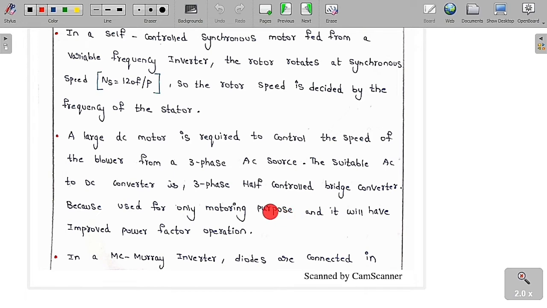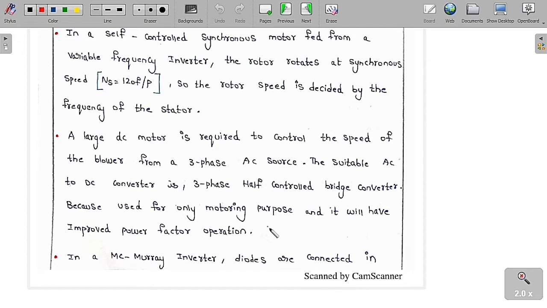So with the help of this three-phase half control bridge converter, we can have it used for only motoring purpose and also input power factor operation. Therefore, if you want to convert the three-phase supply to DC supply, we have to use the three-phase half control bridge converter and give the DC supply output of the converter to this DC motor. Then it can control the speed of the blower.